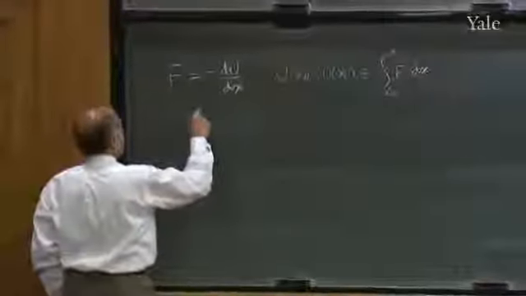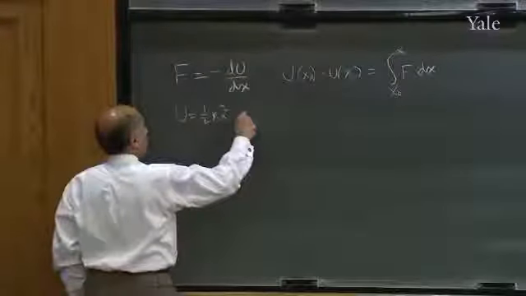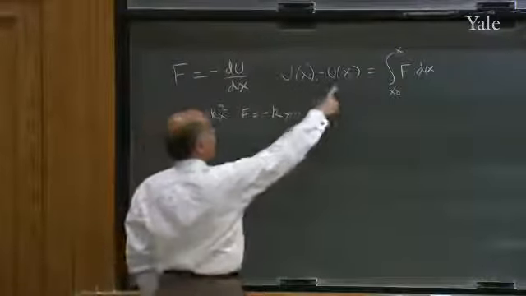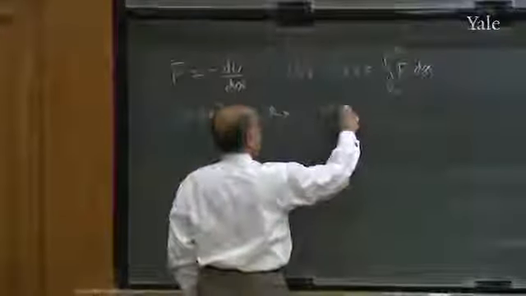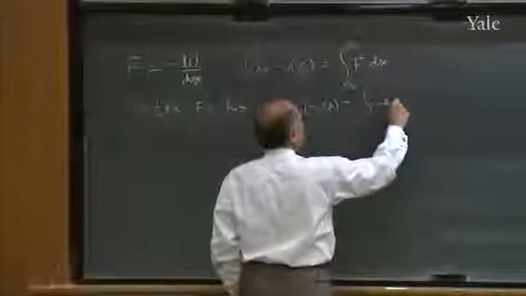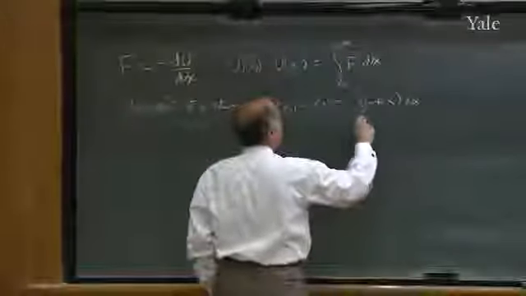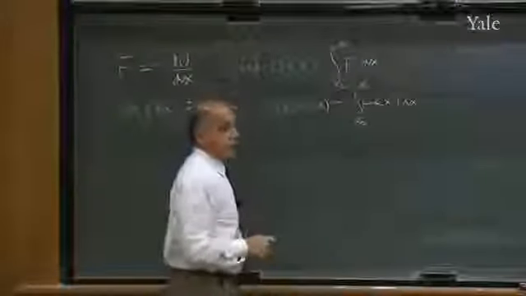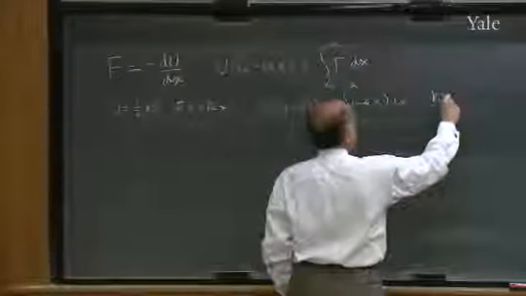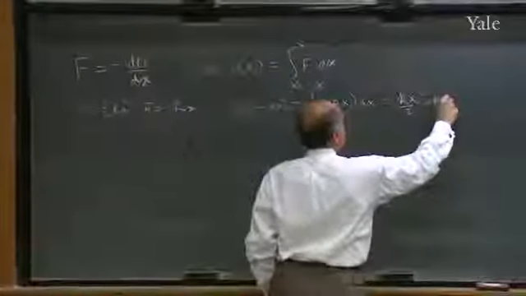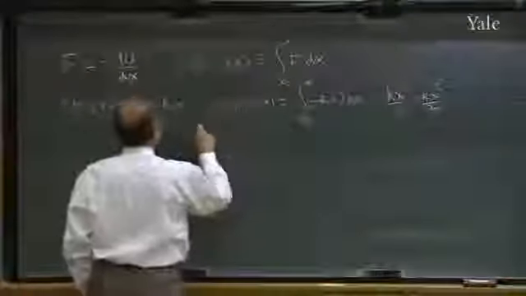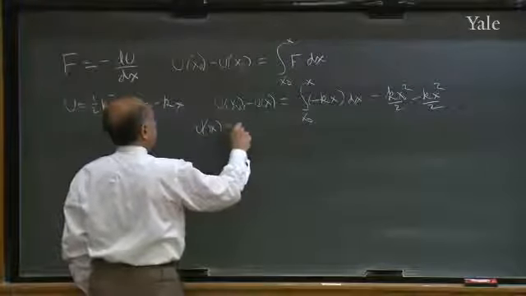For example, for a spring, U is 1/2 kx squared, and F is equal to minus kx. And if you go to this one, it will tell you U of x naught minus U of x is equal to the integral of minus kx dx from x naught to x. So that gives you kx naught squared over 2 minus kx squared over 2. And by comparison, you can see U of x is equal to 1/2 kx squared.